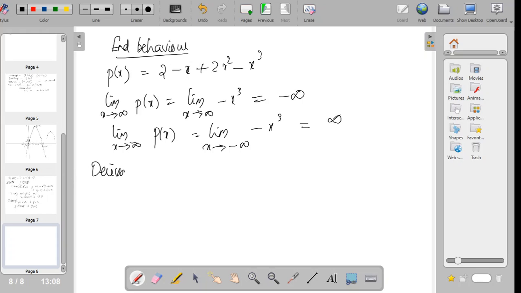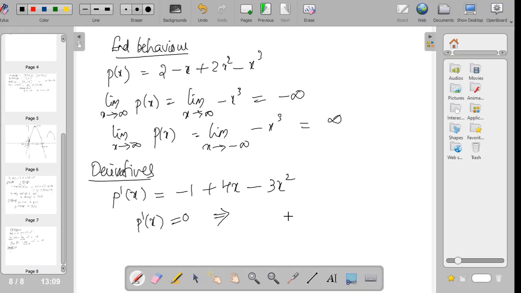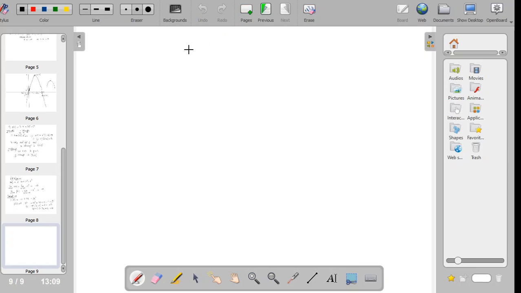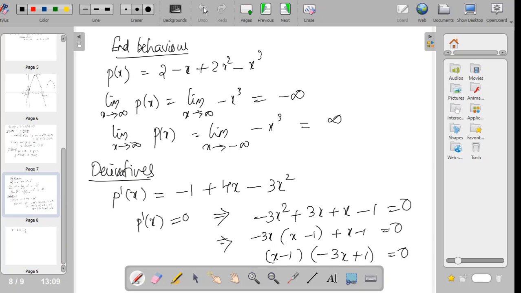Now let us look at the derivatives. First find p dash of x. P dash of x will be minus 1 plus 4x minus 3x square. So p dash of x equal to 0 implies we will get minus 3x square. So we can take 3x plus x minus 1 equal to 0. So that will give minus 3x into x minus 1 plus x minus 1 equal to 0. Taking x minus 1 common, you will have minus 3x plus 1 equal to 0. So p dash of x equal to 0 will give 2 roots. So that implies x is equal to 1 and 1 by 3.